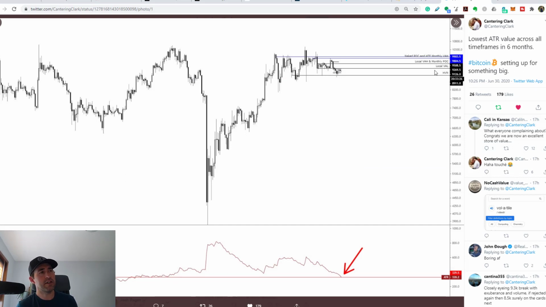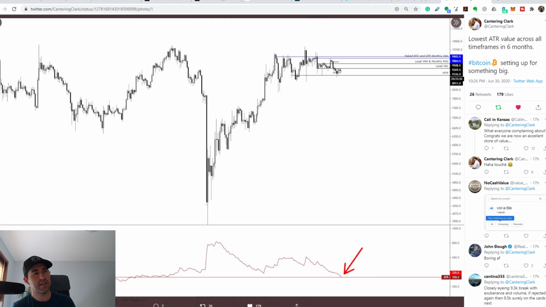But yeah, overall, it's kind of been a boring market, if you ask me, and I know a lot of you guys think the same way. And even Karen Clark pointed this out here over on Twitter, saying that the lowest ATR, average true range value across all timeframes in the past 6 months. So Bitcoin is setting up for something big.